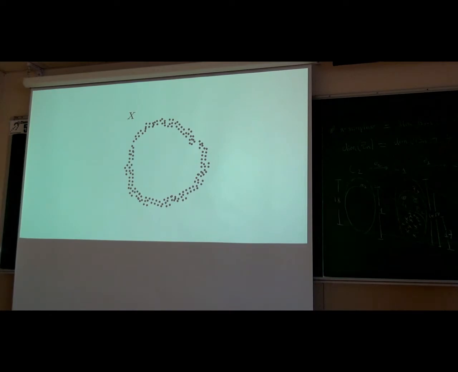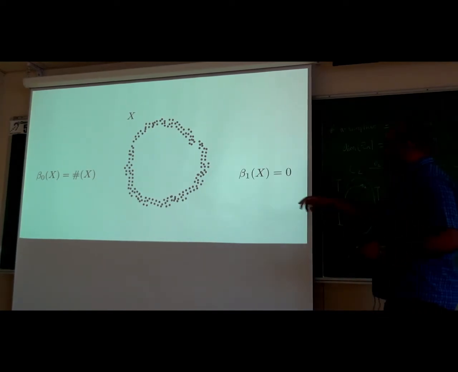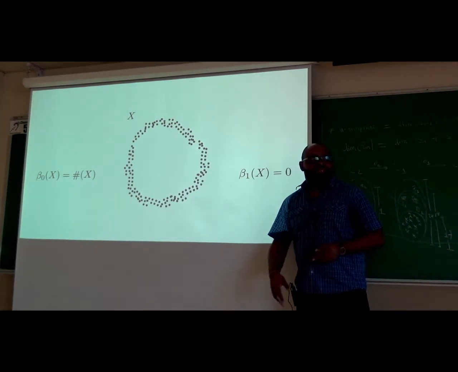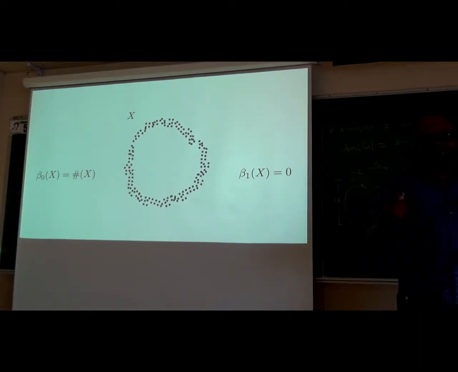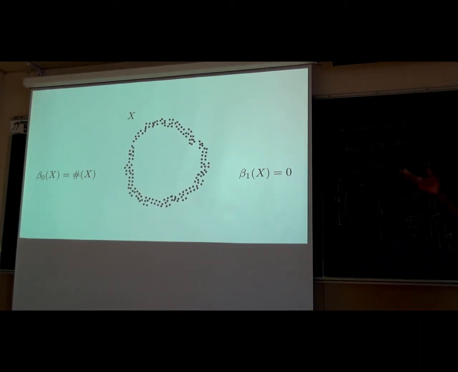What is Betti 0? It's as many as the number of points that you have, because the space is totally disconnected. You would like Betti 1 to be 1 because of the circle, but there are just no paths connecting the points. So Betti 1 is just 0. There are no loops. There are no cycles. In particular, there are no one simplices.